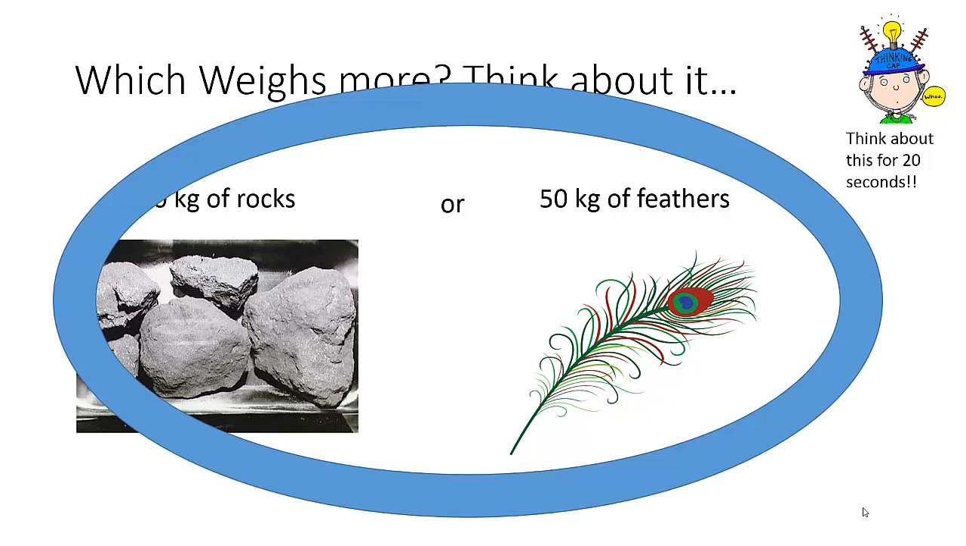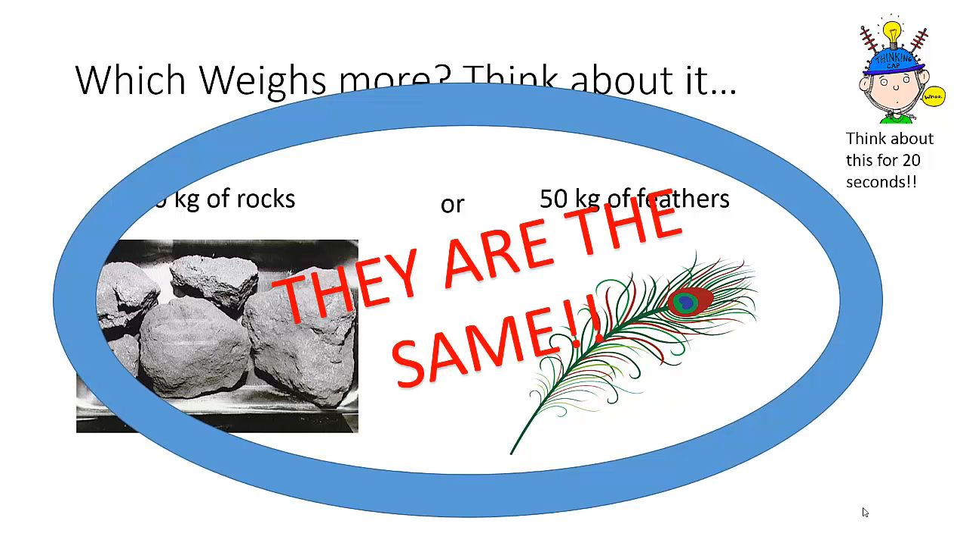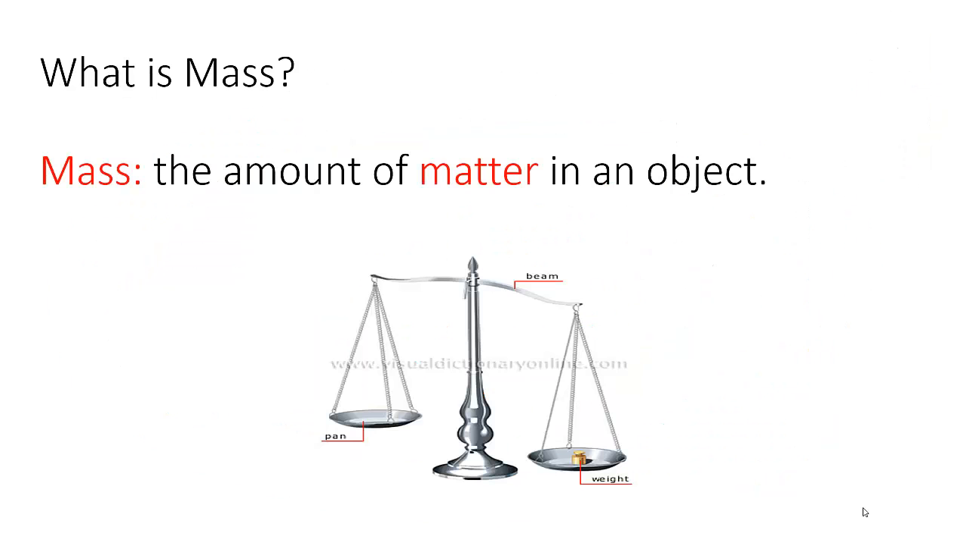Time's up. Kipsters, they are exactly the same. 50 kilograms of rocks is the exact same weight as 50 kilograms of feathers. Okay, let's jump into our lesson and learn a little bit more about mass.